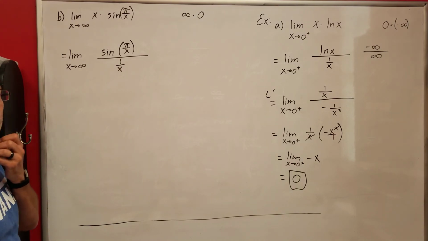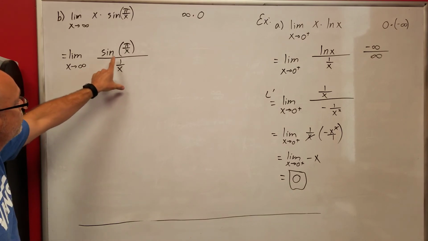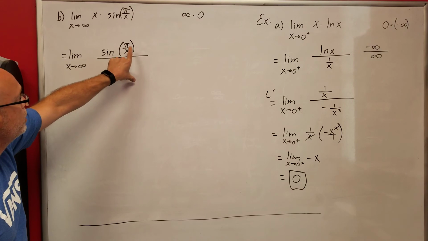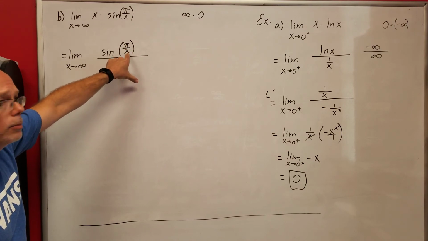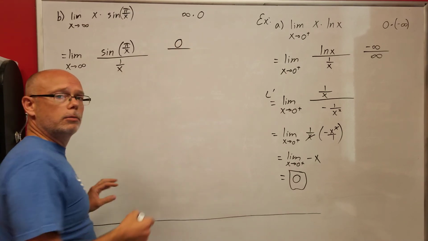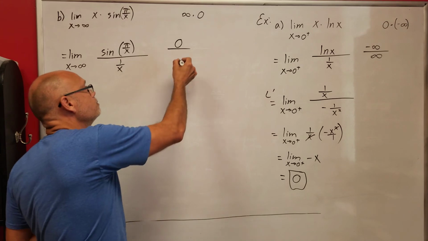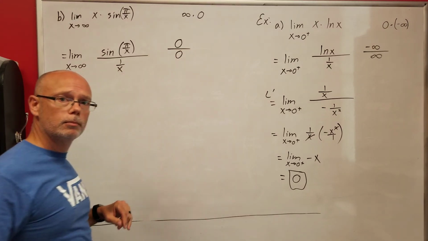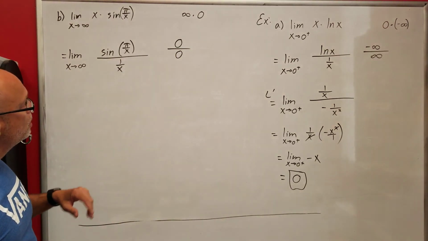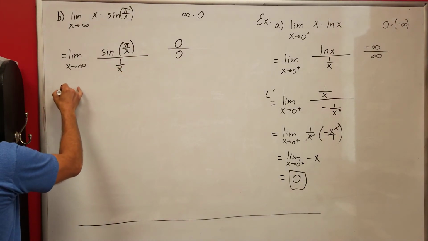All right, let's see what we got going on now. As x approaches infinity, this argument approaches 0. Sine of 0 is 0. So the numerator goes towards 0. What does my denominator go to now? 0. So if I have 0 over 0, I'm going to use L'Hopital's rule now.